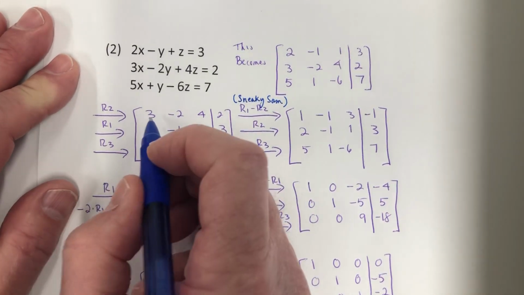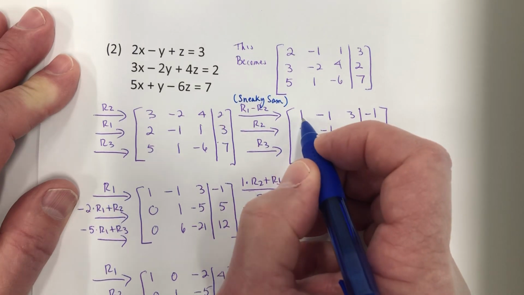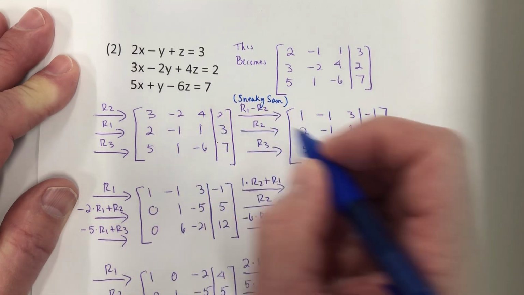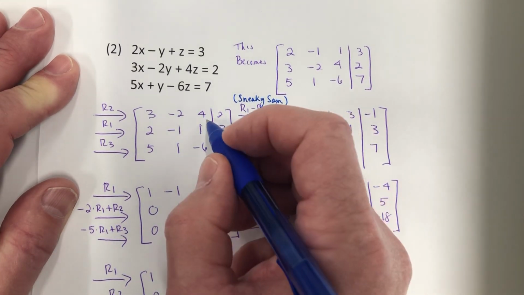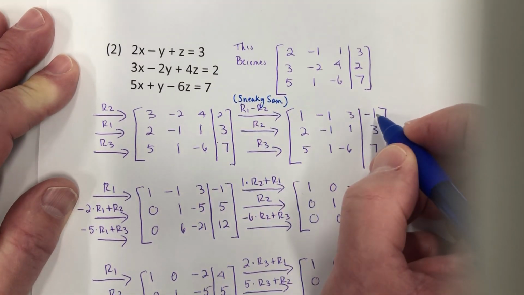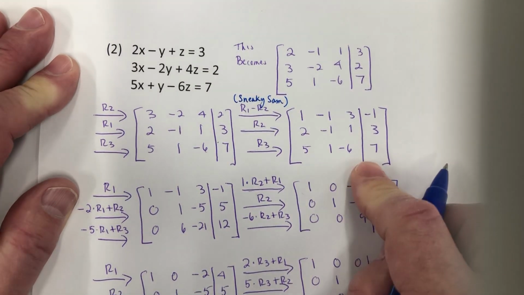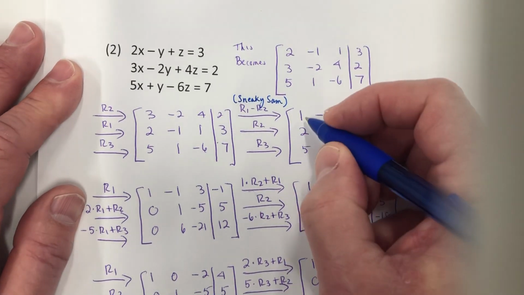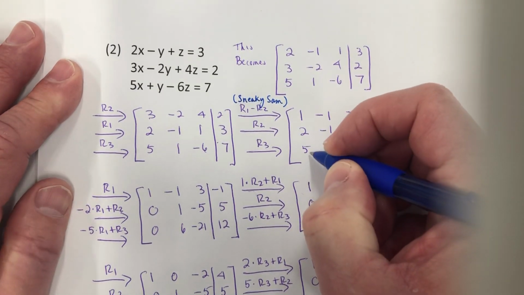So here we go. 3 minus 2 is 1. Negative 2 minus negative 1 is negative 2 plus 1, which is negative 1. 4 minus 1 is 3, and 2 minus 3 is negative 1. So here's our augmented matrix. And we've got the 1 where we want it. So we're going to use that 1 to wipe out the rest of the first column.